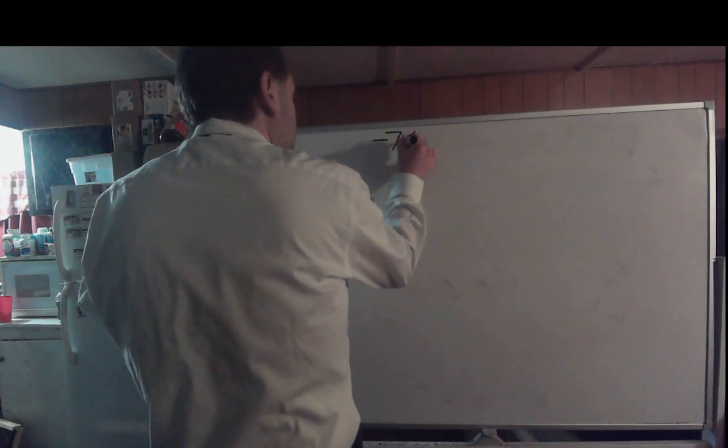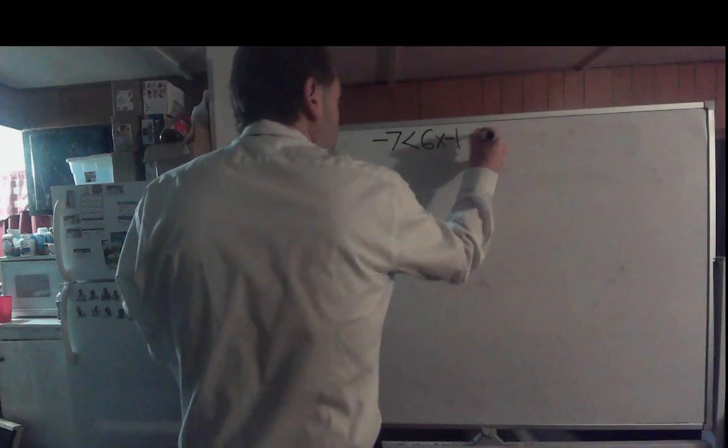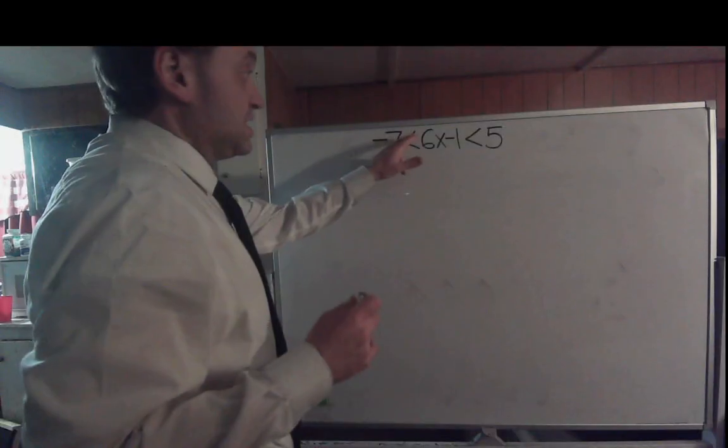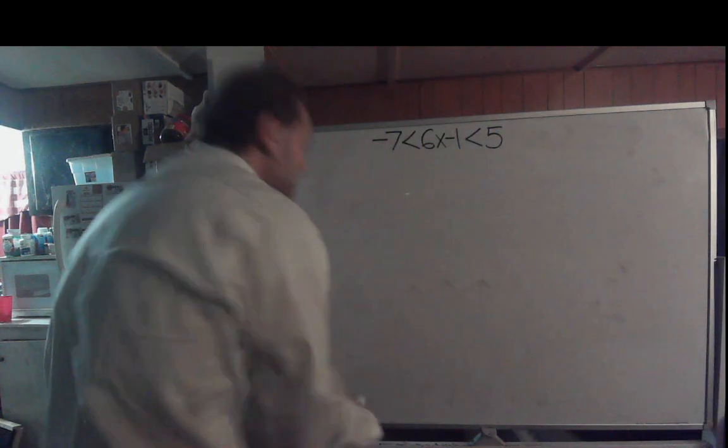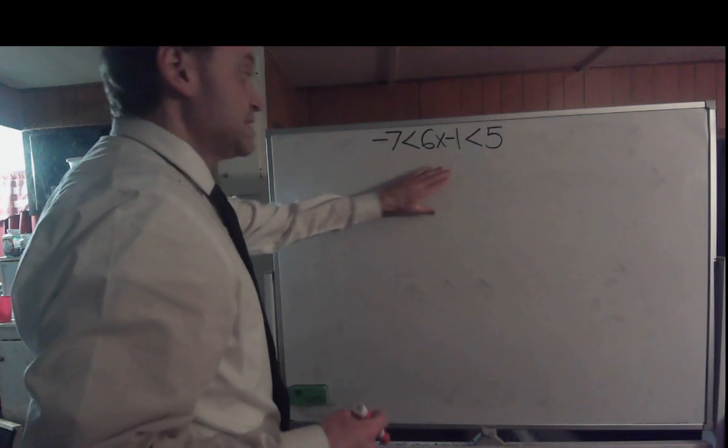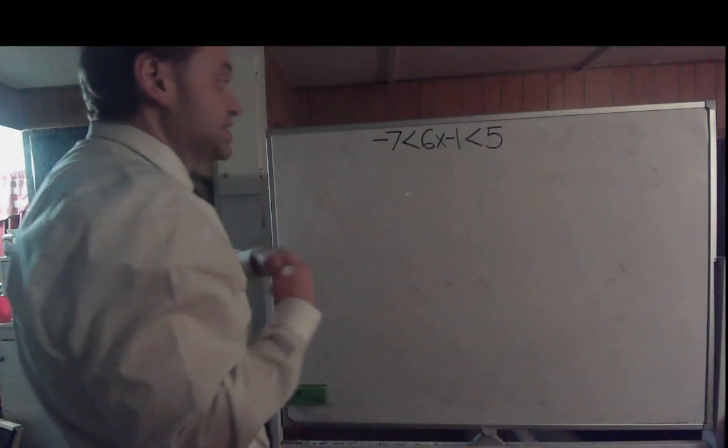We have that negative 7 is less than 6x minus 1, which is less than 5. Well, this time we have a positive sign on the variable, so we can leave our inequality like this. So just get the 6x by itself, so add 1 to all three sides.